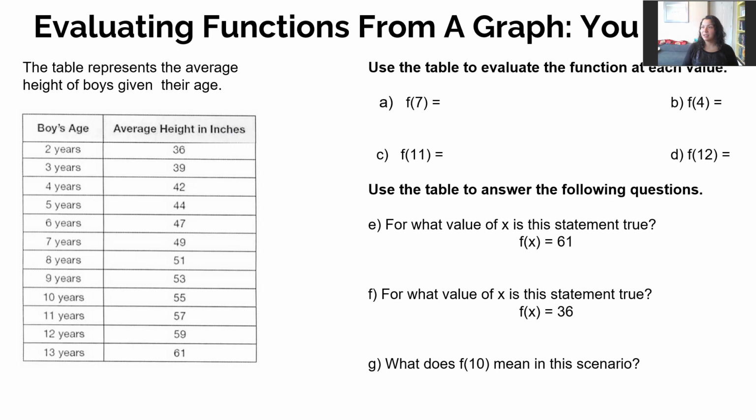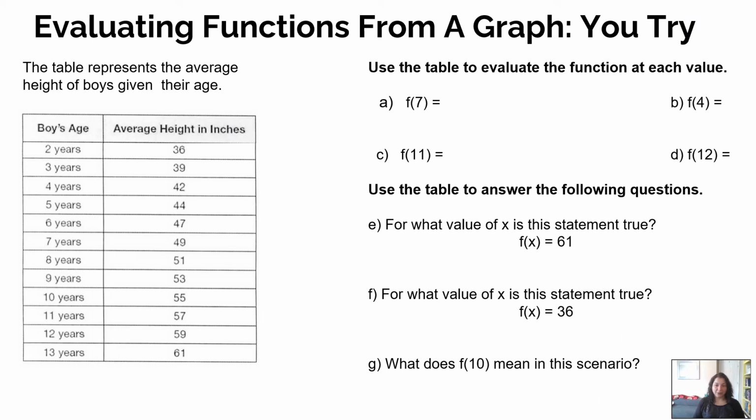Now, lastly, here's a little bit of practice because I feel just as tired of my voice as you guys do. All right, so here we have a table. We have a boy's age, and it says 2 years, 3 years, and so on, and his average height in inches. So use the table to evaluate the function at each value. So I've given you f of 7, f of 4, f of 11, f of 12. Okay, now let's work backwards. For what value of x is the statement true? F of 6 equals 61.